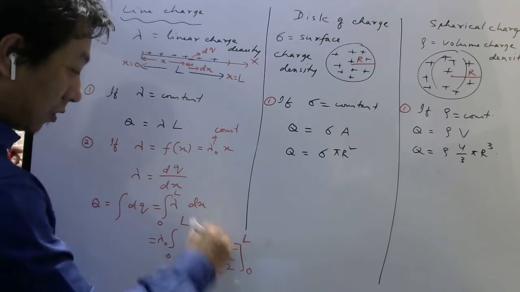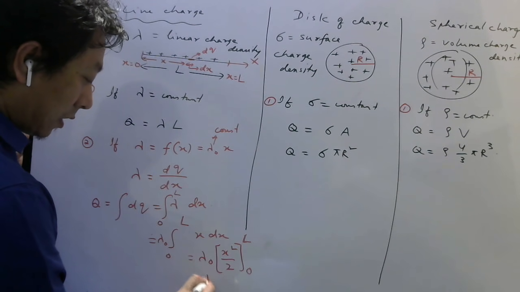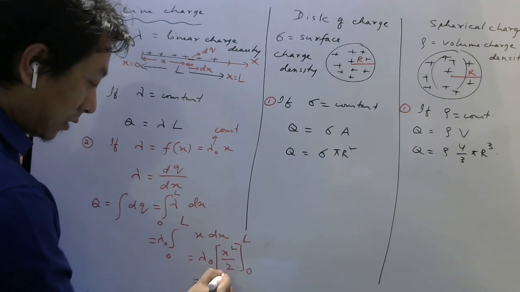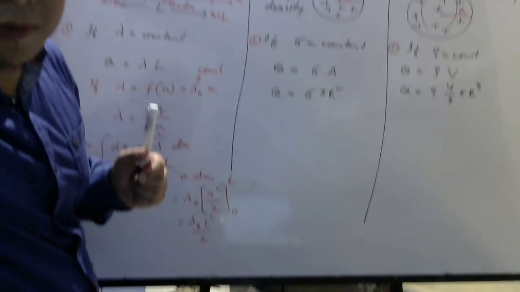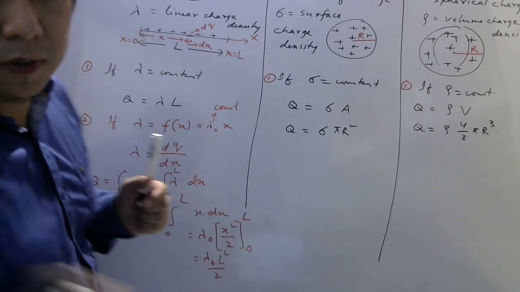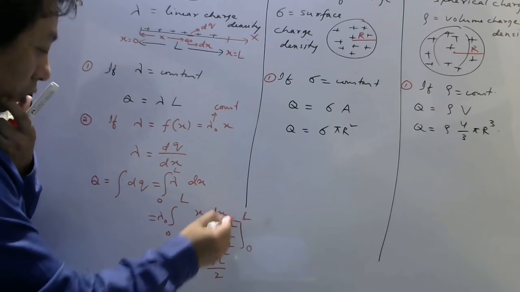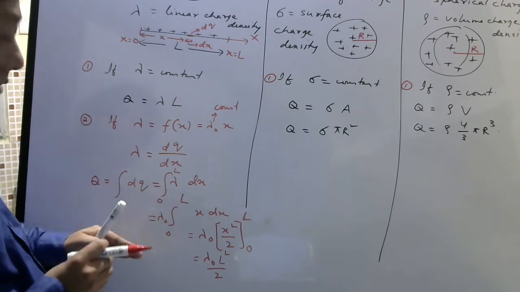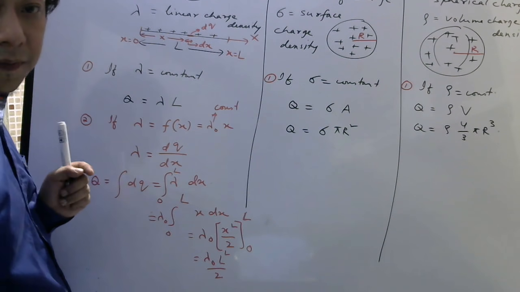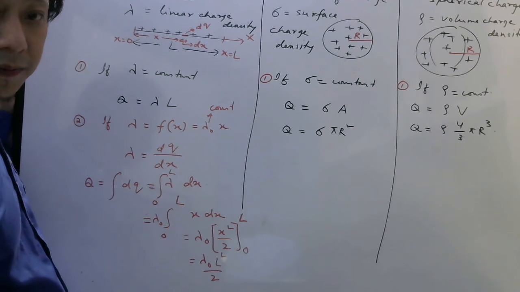Okay, and then when you put the upper limit, what will you get here? Lambda naught, and the upper limit will give L square by 2. Not visible, right? So if you put the upper limit, it will be L square by 2. The lower limit is 0, so no need to put it. So this is how I have found the total charge. Are you understanding or not, students?